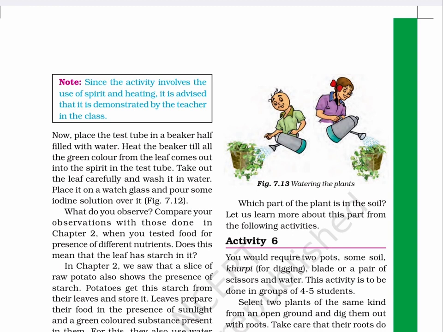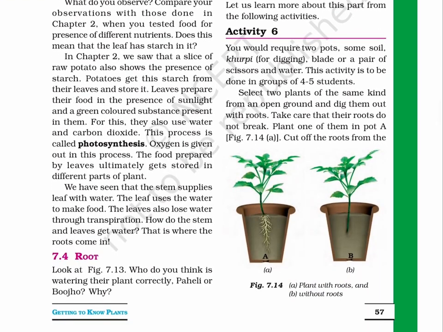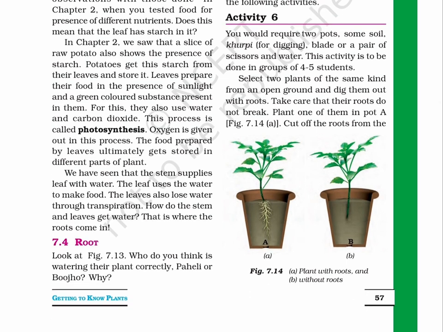Leaves prepare their food in the presence of sunlight and a green-colored substance present in them. For this, they also use water and carbon dioxide. This process is called photosynthesis. Oxygen is given out in this process. The food prepared by leaves ultimately gets stored in different parts of the plant.